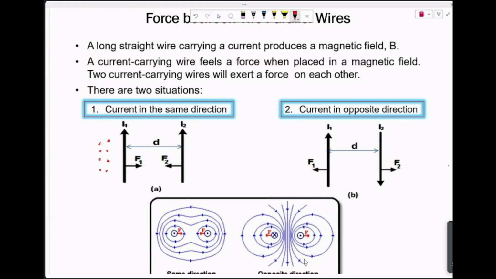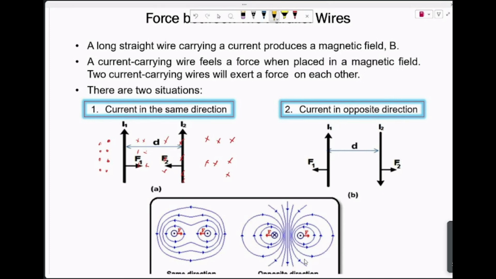Once you have this one direction on the left side, the right side will be the opposite. This one also the same, and this one all from I1. Here, here, here, on top of the current I2, everywhere on the right side of the current I1, it's going to be into the page, because on the left side of the current it's already out of the page, so the right side of the current will be into the page.